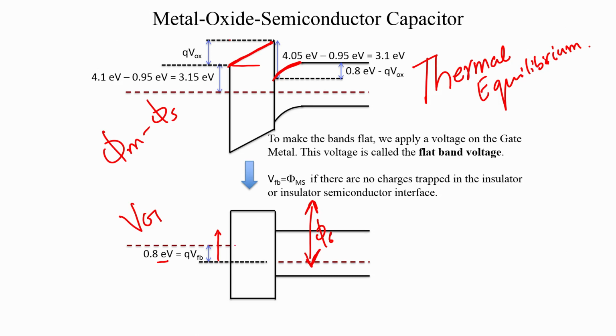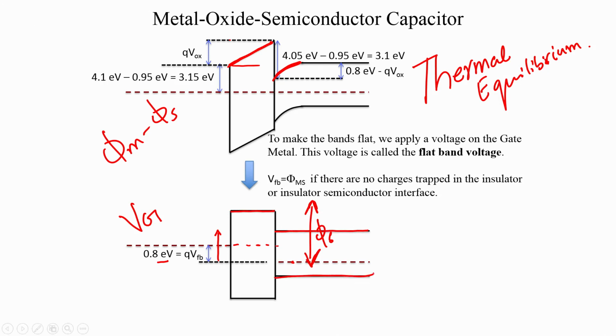So, if you can create this difference of 0.8 electron volt between the metal and the semiconductor Fermi level, then we can get all the bands to be flat, because we have removed the cause that created all these built-in potentials. You can see that in the insulator the bands are all flat, the semiconductor does not have any band bending, and all the band bending has disappeared.